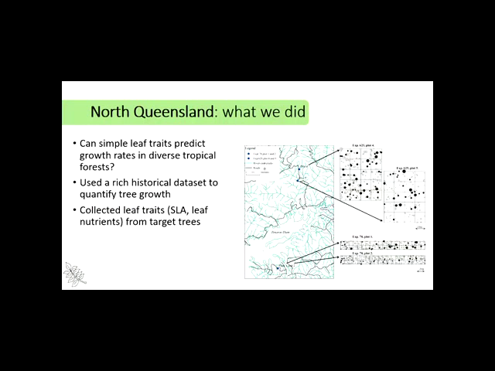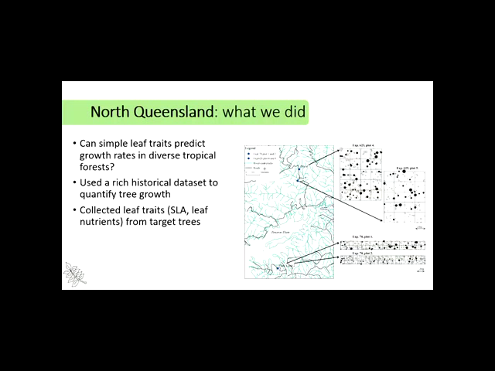Now to the North Queensland example. So totally different area, totally different study and different question. And the question we asked was, can simple leaf traits predict growth rates in diverse tropical forests? So can you go up to a tree or a sapling, measure some really simple traits of its leaves, and will that tell you something about how fast that tree's been growing? It would be pretty useful for practical reforestation. So can you do it?